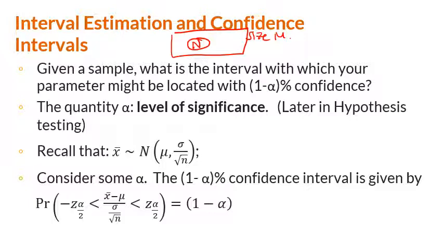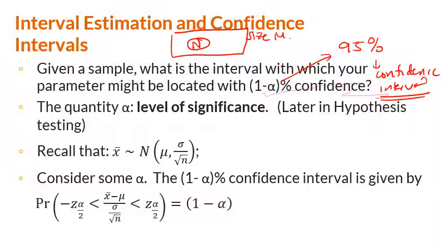Usually we associate our percent confidence with the value of 95%. So I hope you are familiar with the idea of a 95% confidence interval. This 95% confidence interval is also associated with this quantity alpha, which is your level of significance, which will be discussed later in hypothesis testing.